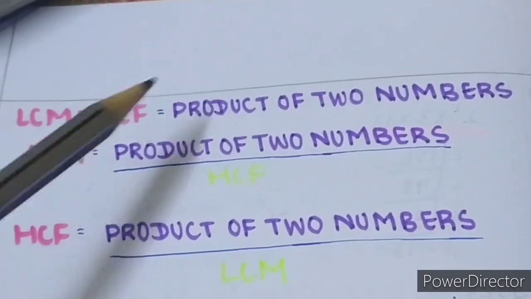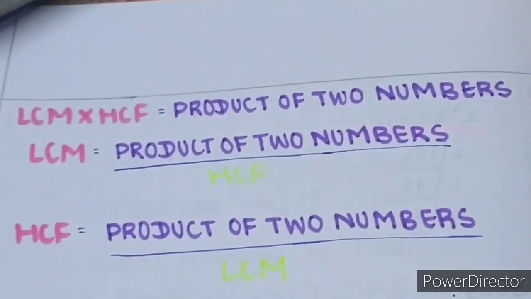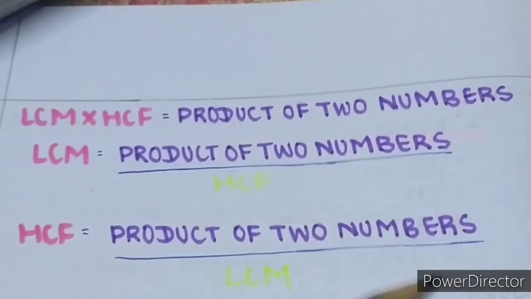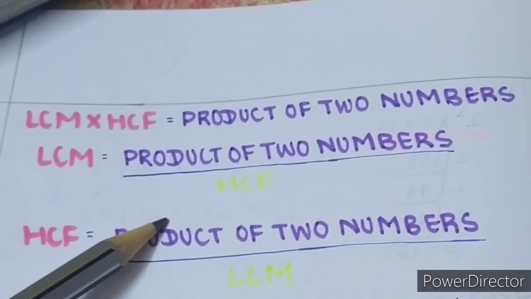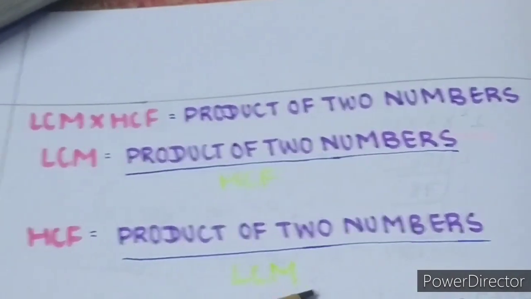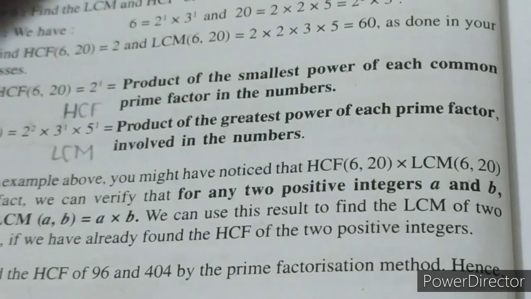As we know, when HCF is in multiplication, on the other side it goes in division. And also, HCF is equal to product of two numbers by LCM. And again, when LCM is in multiplication, on the other side it goes in division. Let us understand the formula in detail.